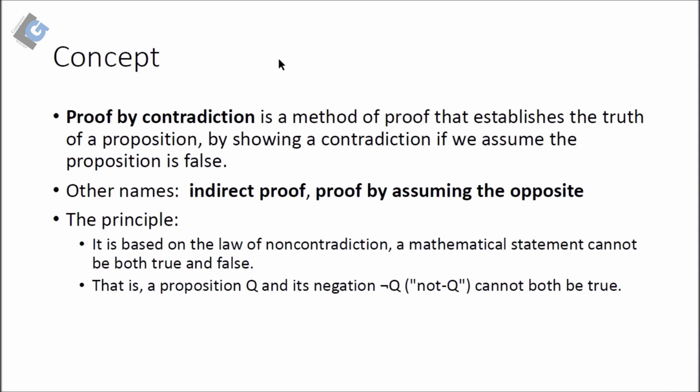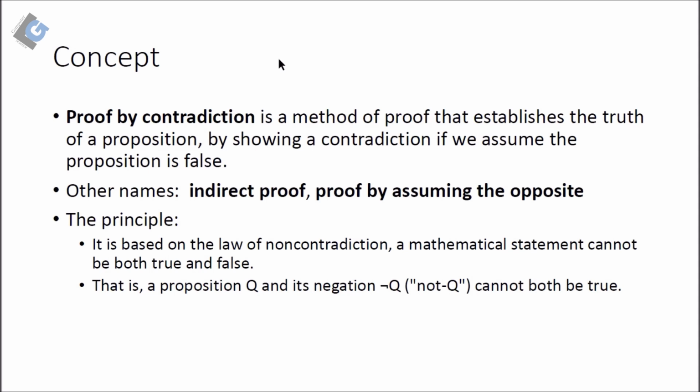So the principle of this method is based on the law of non-contradiction. A mathematical statement cannot be both true and false. For example, a number cannot be both even and odd, right? Any natural number can only be either an odd number or an even number.